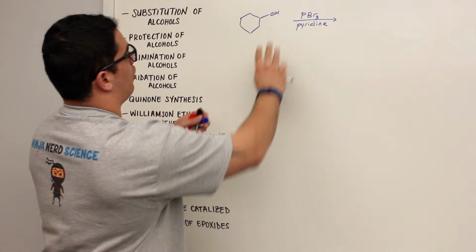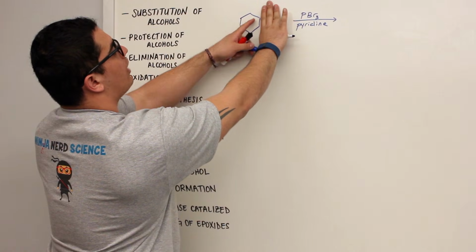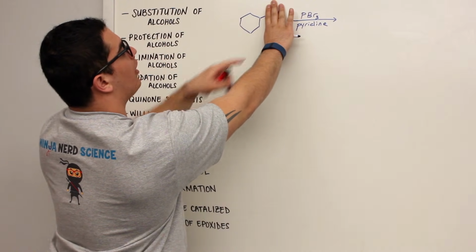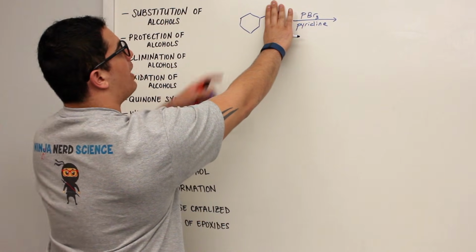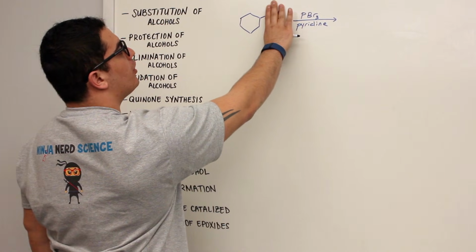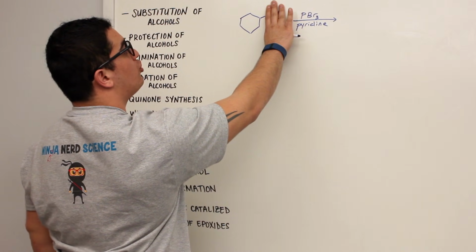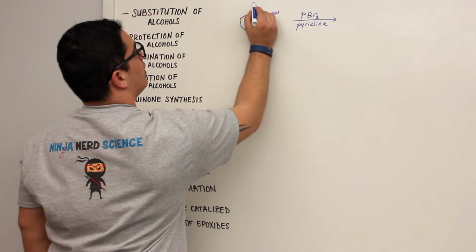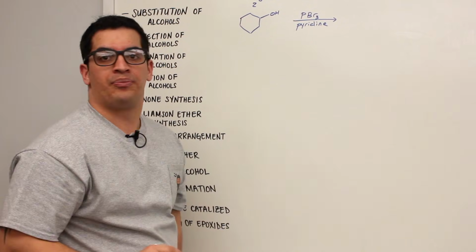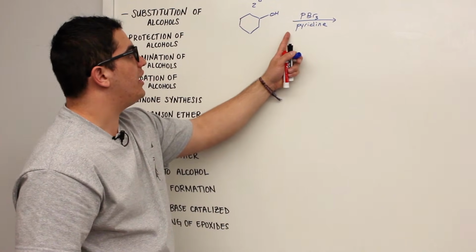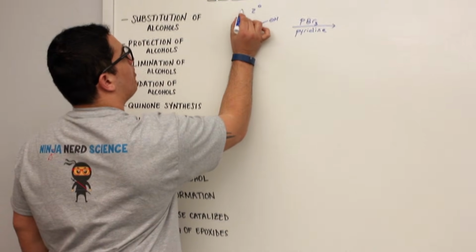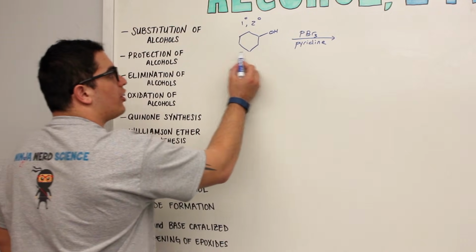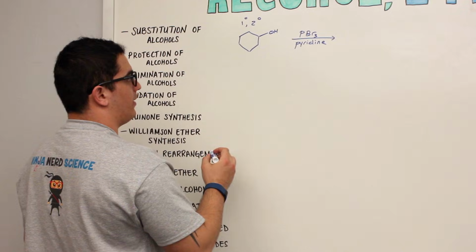First off, let's take a look at this alcohol. Pretend I put my hand over the alcohol and look at the carbon that the alcohol is binding to. That carbon is bound to two other carbons besides the alcohol, and it's bound to one hydrogen. Whenever the carbon bound to the alcohol is only bound to two adjacent carbons and one hydrogen, this is a secondary alcohol. This reaction with PBr3 and pyridine can only occur when you have a primary or secondary alcohol. Now that we know that, let's dive right into the mechanism.